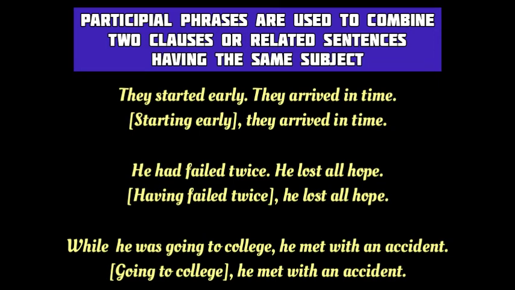Another example, "he had failed twice" and "he lost all hope" are two separate but related sentences. We can combine them with the help of a perfect participle phrase. "Having failed twice, he lost all hope." A complex sentence is changed into a simple sentence with the help of a participle phrase. "While he was going to college, he met with an accident." Now change the subordinate clause "while he was going to college" into a participle phrase. "Going to college, he met with an accident."